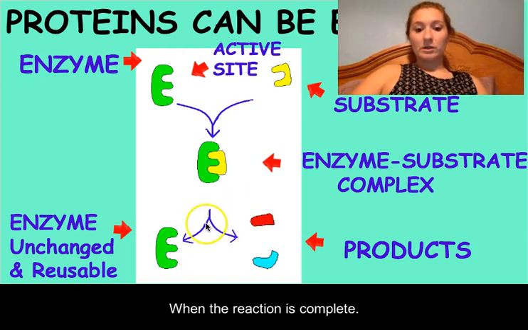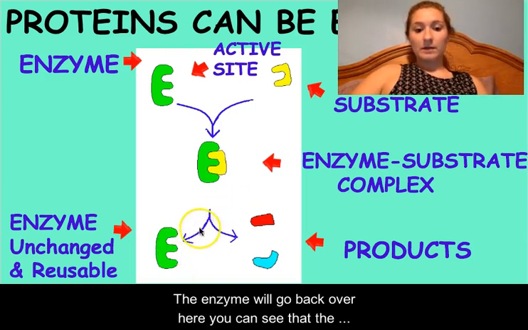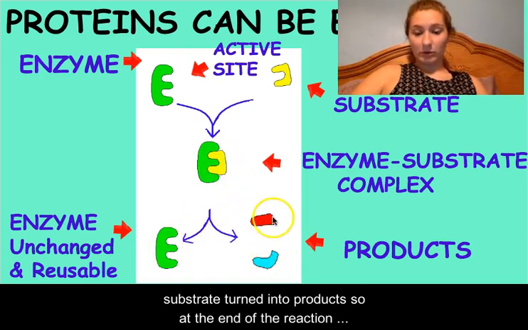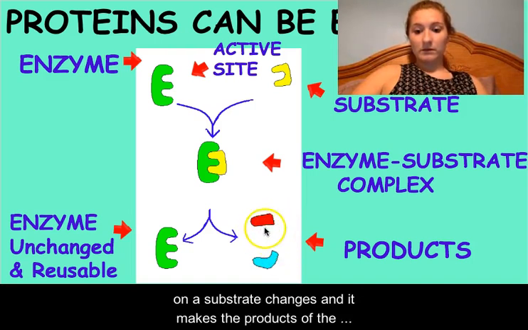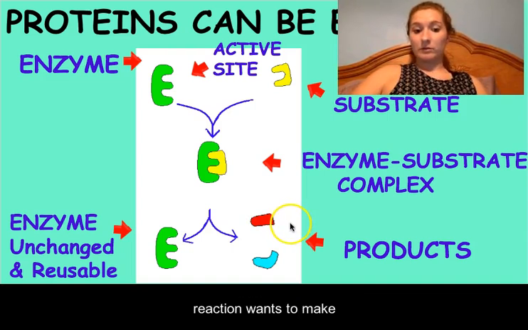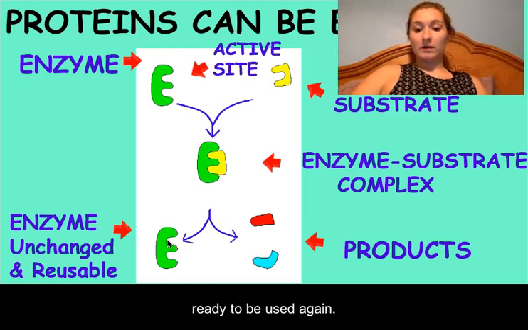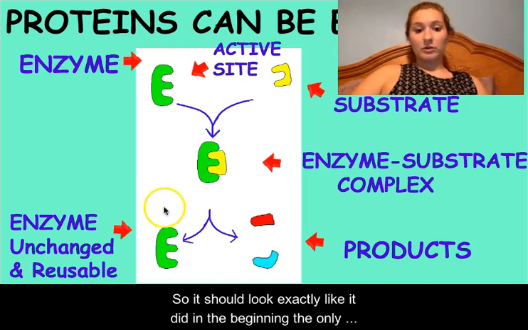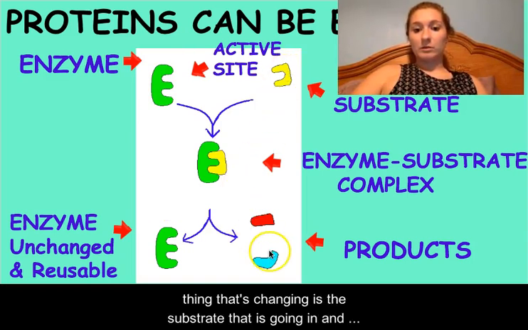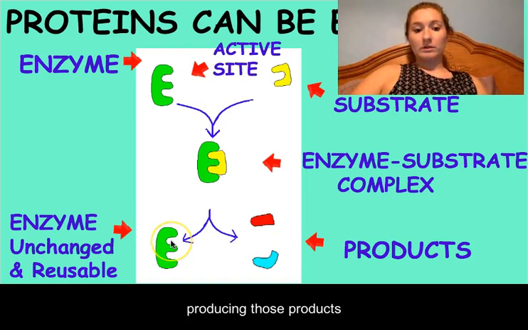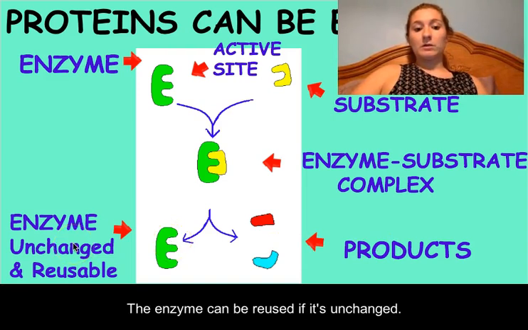When the reaction is complete, the enzyme will go back over here. You can see that the substrate turned into products. So that's the end of the reaction. The substrate changes and it makes the products that the reaction wants to make. But the enzyme comes out unchanged and it can be ready to be used again. So it should look exactly like it did in the beginning. The only thing that's changing is the substrate that is going in and producing those products. So the enzyme can be reused if it's unchanged.